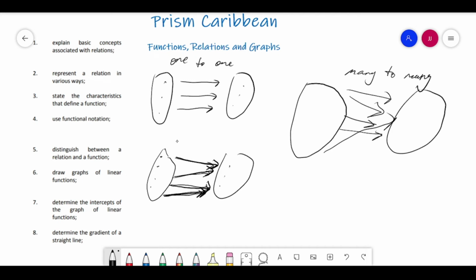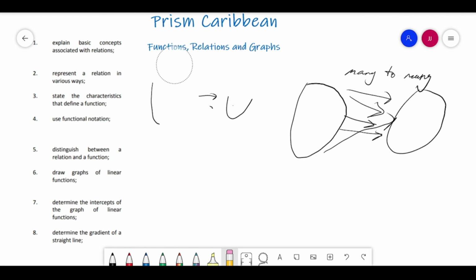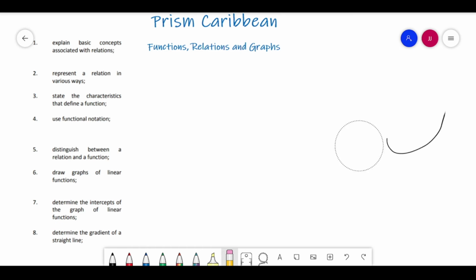And then we have, of course, one to many, or many to one, right? These are just some ways in which we can represent relations, right? So now we need to know what is a function and how functions operate, what we need to know about them, how they come, right?